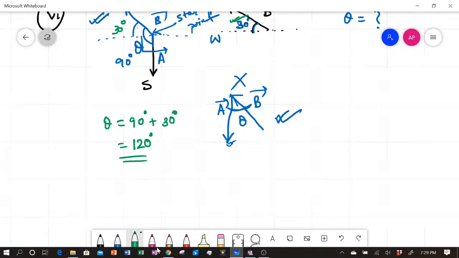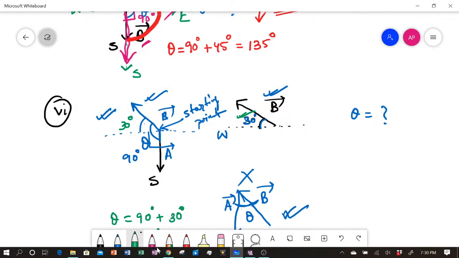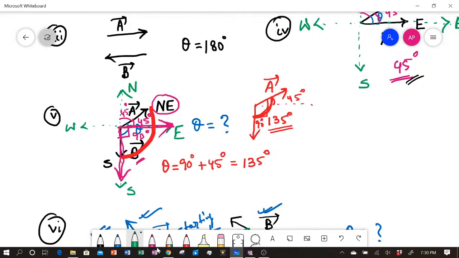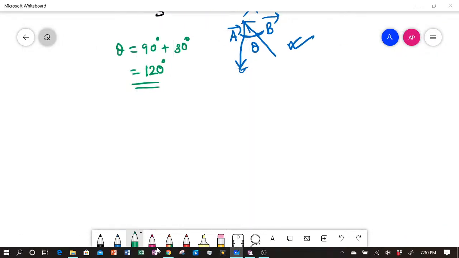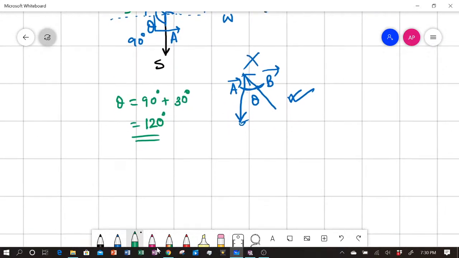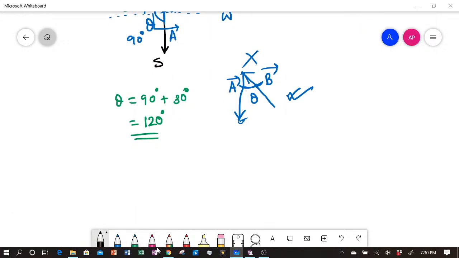Anyone else has any doubt? Please tell me if you have any doubt. Or should I proceed? We will discuss one more problem on how to find the angle between the vectors. Then we will proceed to the next point. Should I proceed?